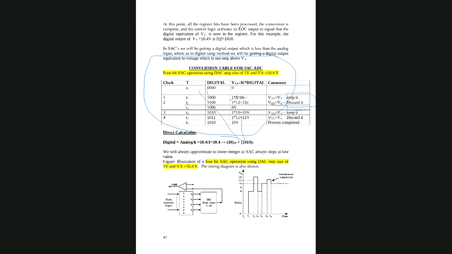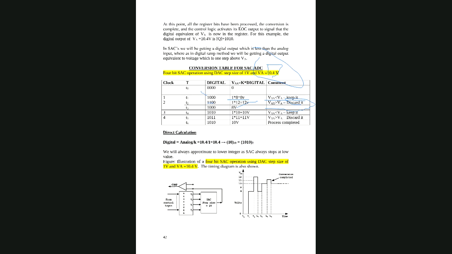So for example, in this example VA is 10.4 volt. When it makes the MSB 1, it calculates 8, so it will keep this value, meaning this one is fixed now. Then it will move to the next position, which is 1 here. So 1100 is what? 12, because the step size is 1, so 12 times 1 is 12 volt. This is more than 10.4. 12 is more than 10.4. Discard means it will go back from 1 to 0.